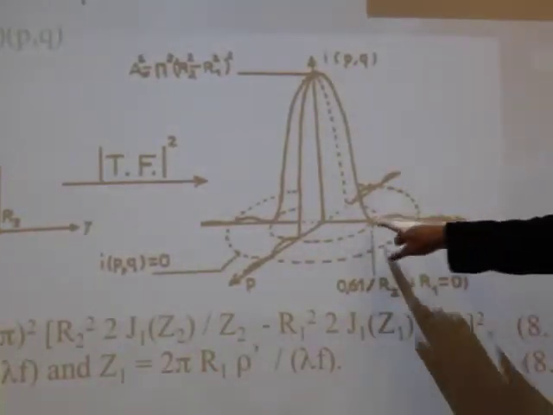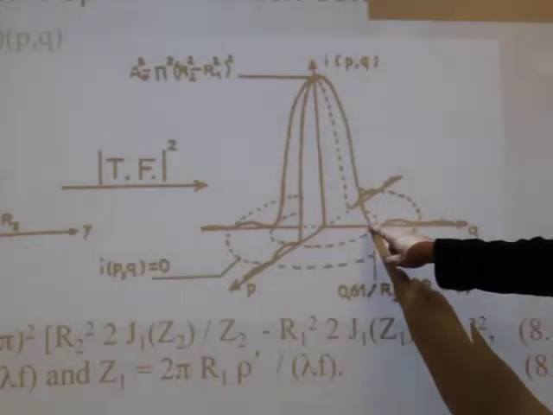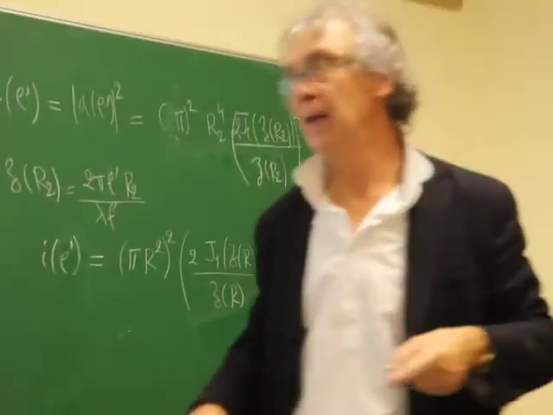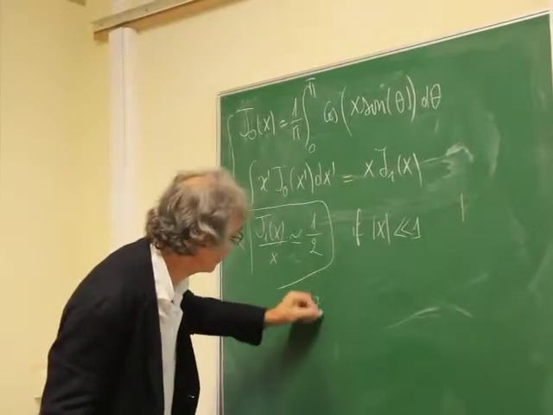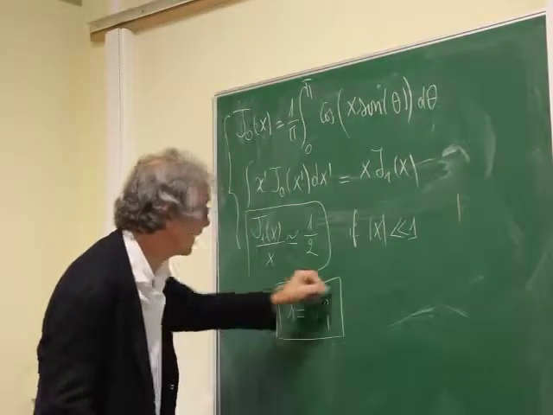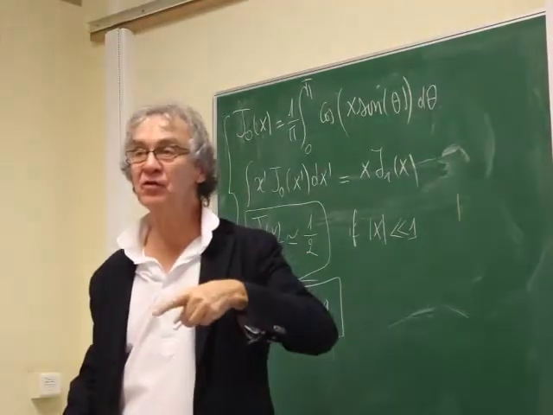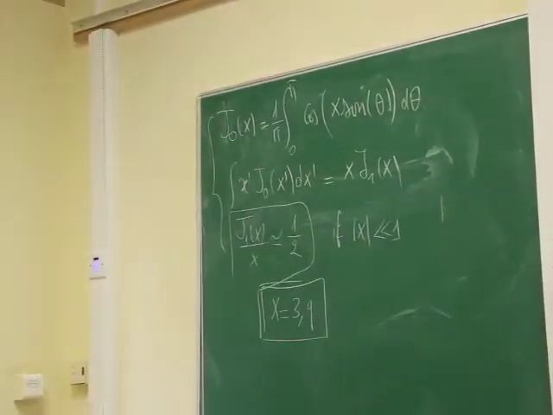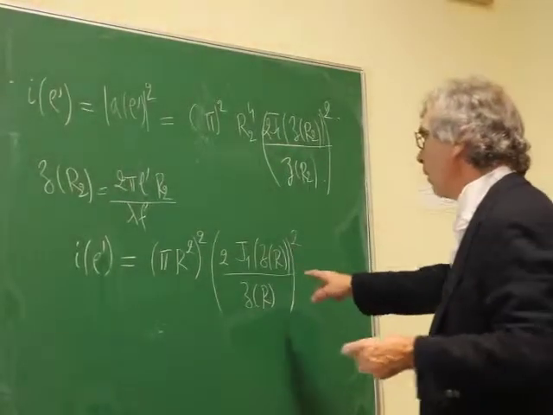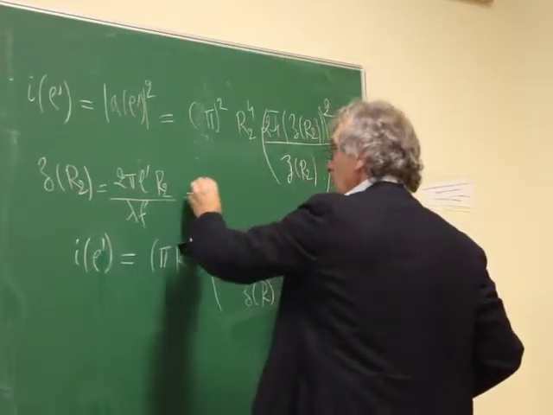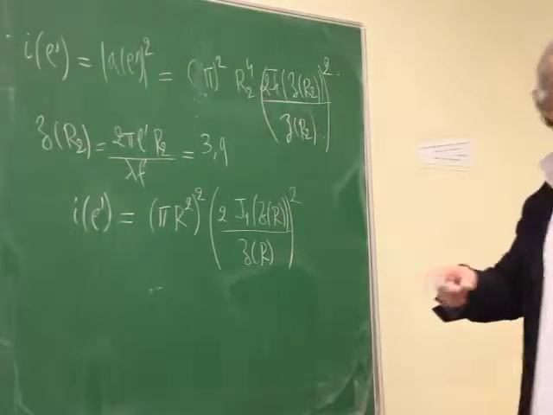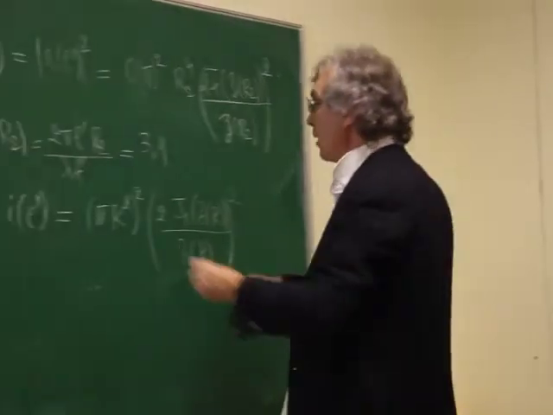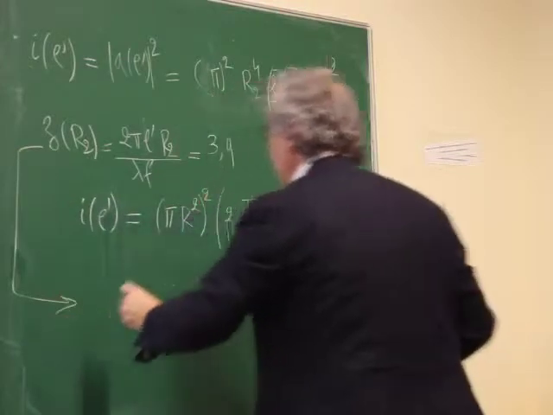And now the first minimum here is obtained for what? Well, when the first order Bessel function gets to zero. And this I forgot to write. This happens for x equal to 3.9. When x equal to 3.9, the first order Bessel function goes to zero. I may show it to you later. So I may say when Z of R, so this quantity, is equal to 3.9, I'm getting a zero value.